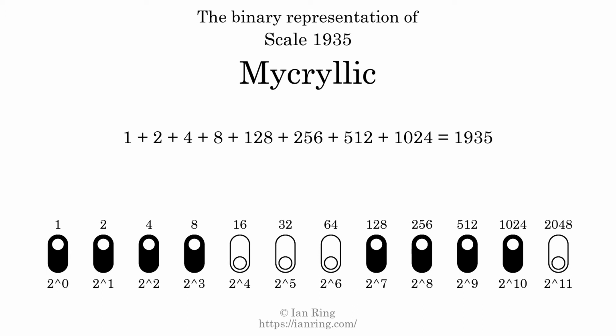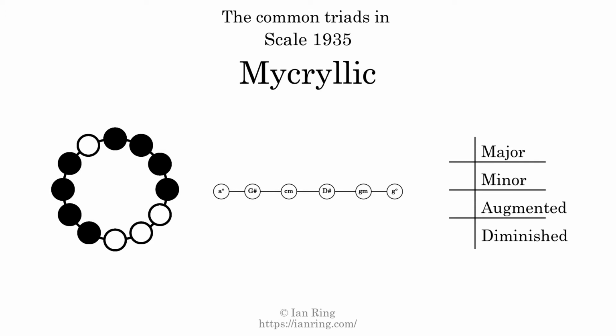1935. The scale number not only enumerates the scale with a unique index, but it also literally describes the tonal content of the scale. Represented as a binary number in base 2, the scale number is 01111000111. Here are the common triads present in this scale.